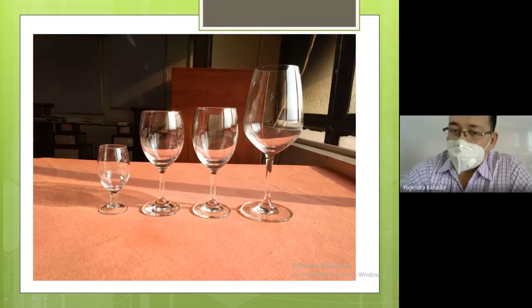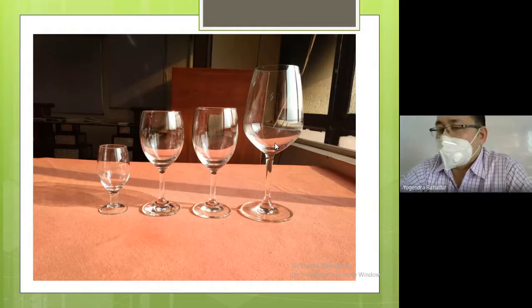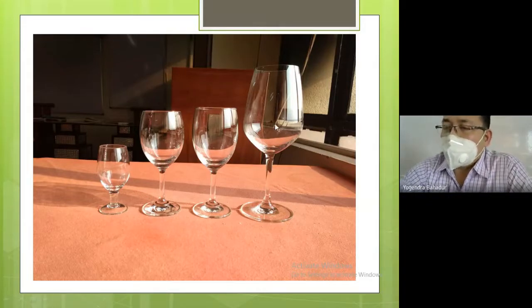And here, for the Sherry Copita glass, the quantity is 2 fluid ounce. For the red wine glass, quantity is 6 fluid ounce. For the white wine glass, quantity is 6 fluid ounce. And for this large red wine glass, the quantity is 8 fluid ounce.